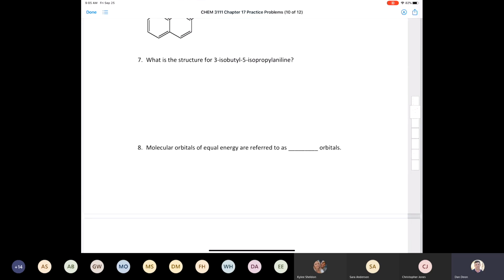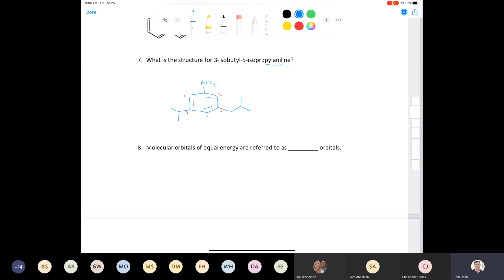The next one is a nomenclature problem where we have a structure to draw. So it says 3-isobutyl-5-isopropylaniline. So why don't we start by drawing aniline? Start with that. So we have our aniline, looks like this. It's an amino group like that. And then if we number the carbons, 1, 2, 3, 4, 5, 6, like this. On the third carbon, we'll put an isobutyl. So that looks like this. We have 1, 2, 3, 4 carbons like this. And then on the fifth one, we put an isopropyl, which looks like this. And there you have it, folks. There's your compound. 3-isobutyl-5-isopropylaniline.